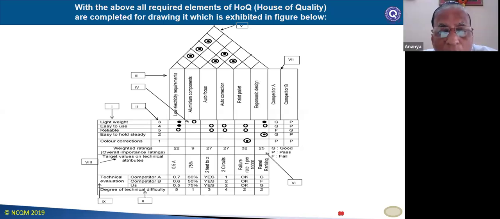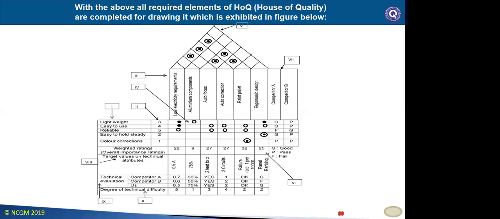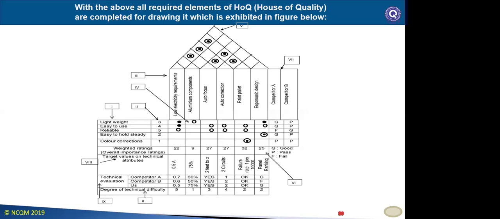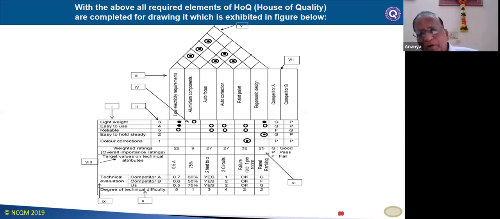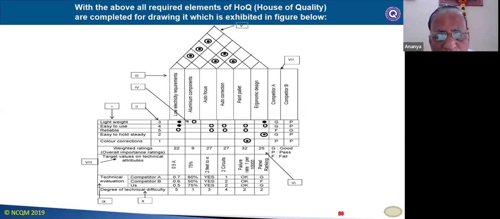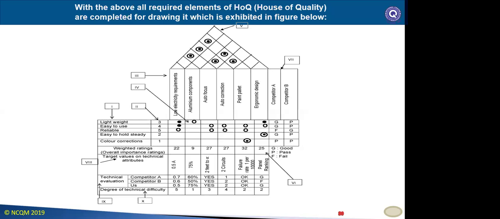Why? Because you come 45-degree down and it leads you to autofocus. So what they are saying is there is a relationship between low electricity requirement and autofocus. This is the way you have to read it, to find out the relationship between them, and where there is none. Let them go into detail. I think I have explained one or two, so they should be able to do the rest of them.